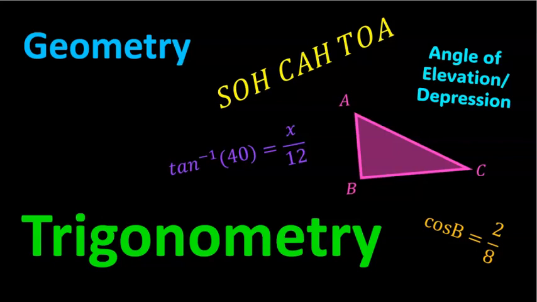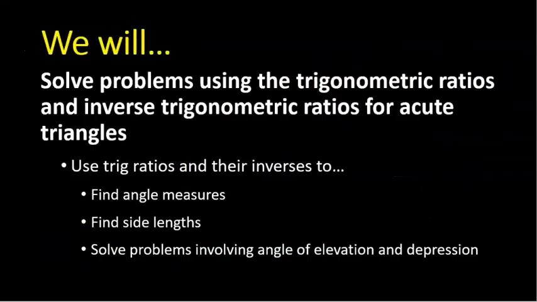Hello and welcome to Geometry, Trigonometry Basics. In this video, we will solve problems using the trigonometric ratios and inverse trigonometric ratios for acute triangles. That means we're going to be using trig ratios and their inverses to find angle measures, find side lengths, and solve problems involving angle of elevation and depression.